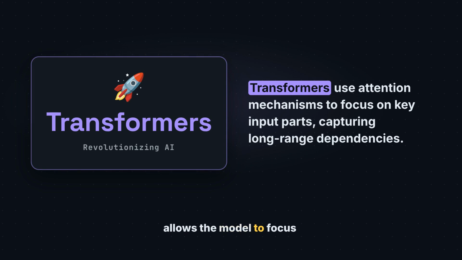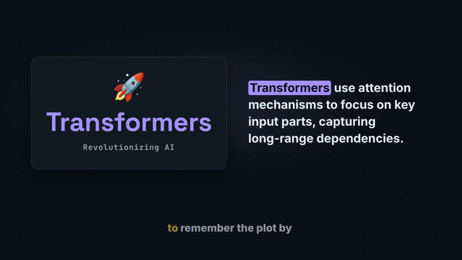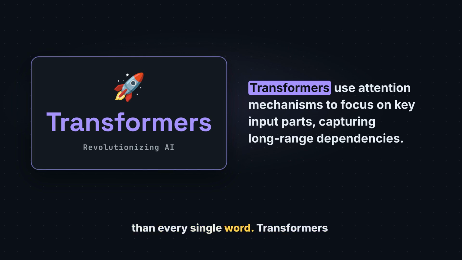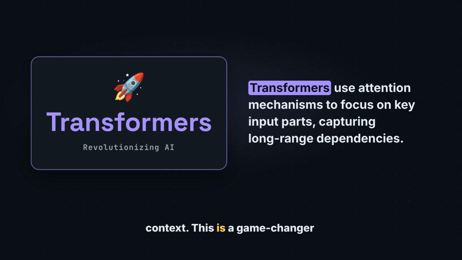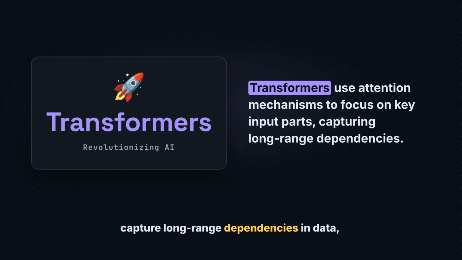Attention allows the model to focus on specific parts of the input when producing an output. Think of it like reading a book and being able to remember the plot by focusing on key events rather than every single word. Transformers use self-attention, which means each word in a sentence considers every other word to understand context. This is a game changer because it enables transformers to capture long-range dependencies in data, something previous models struggled with.